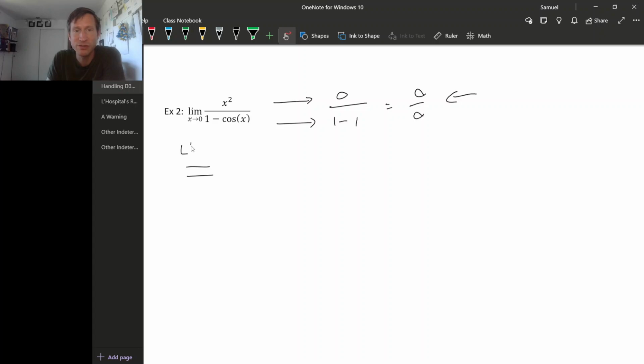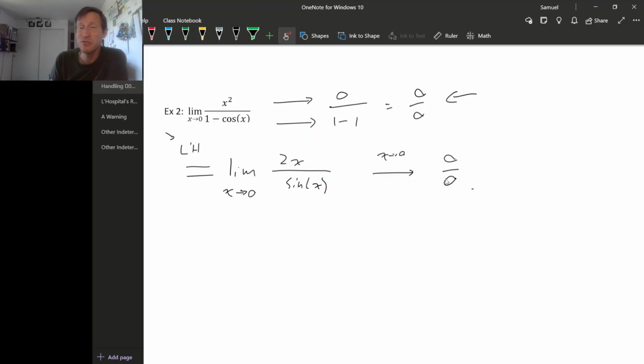So by L'Hopital's rule, and this little decoration on an equals sign is my way of saying that I'm using L'Hopital's rule here, we can replace this limit with the derivative of the numerator, that's 2x, and in the denominator, the derivative of the old denominator, and that's going to be sine x. All right, and now we can try to evaluate this limit. Well, if we evaluate this limit, again the naive way by just plugging in 0, we get 0 over 0 again. So this is still an indeterminate form.